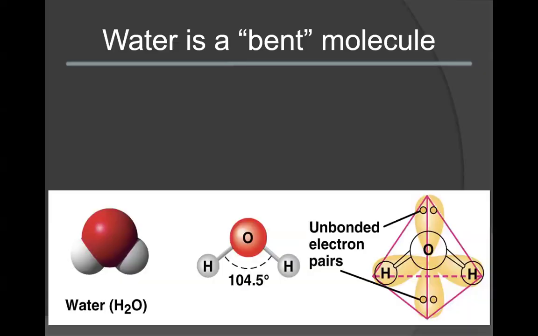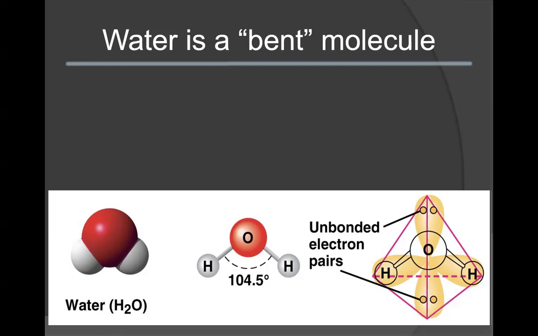Another important thing to remember about water is that water is a bent molecule. That means that even though it has an oxygen with two hydrogens attached to it, it does not exist in a linear form. Remember, there are two lone pairs of electrons that are present on the oxygen, in addition to the two hydrogens that are bonded to oxygen.